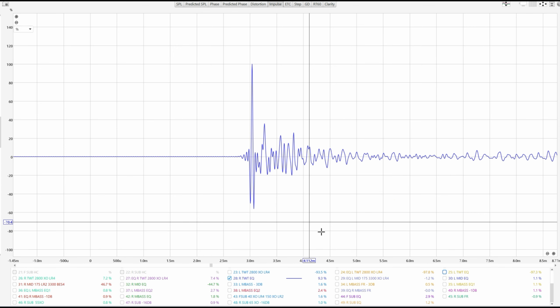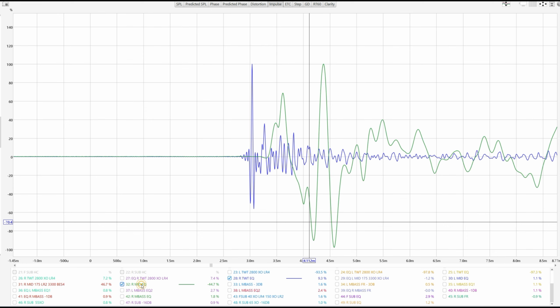So the next set of speakers, or the next smaller speakers, is the mids. So I'm going to open up the right mid bass, and you can see the difference between the two speakers in terms of how distinct they are. So as we go down the scale in terms of speakers, from tweeters to mids to mid bass to subs, the impulse response becomes less defined and stretches out.